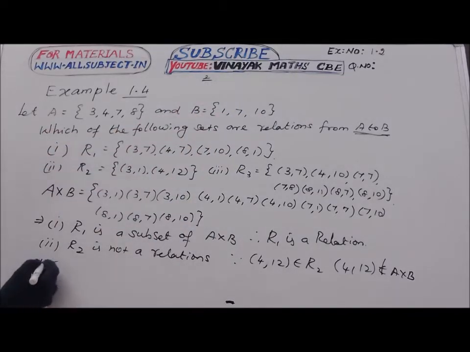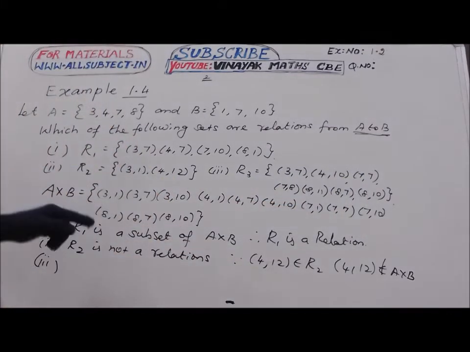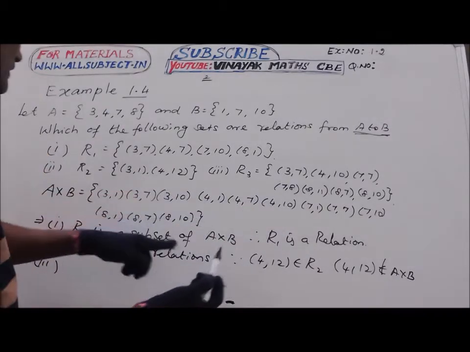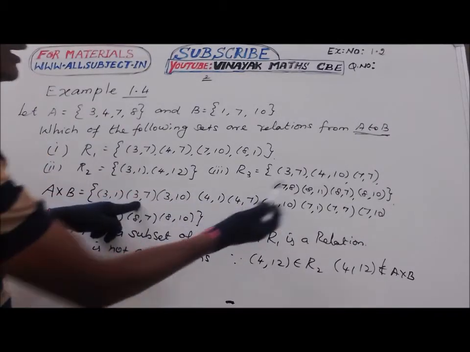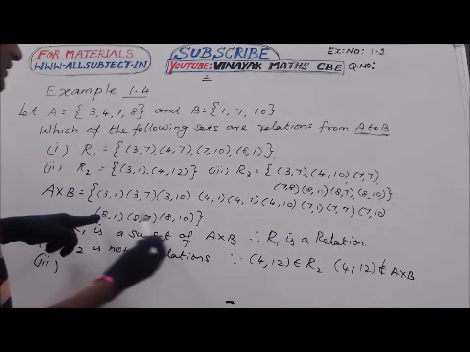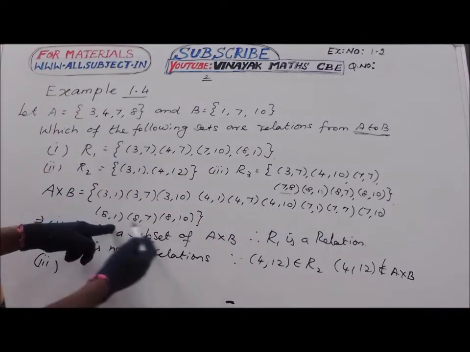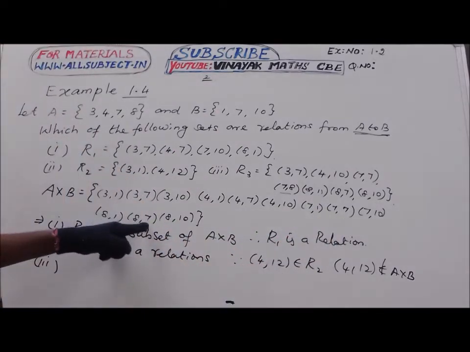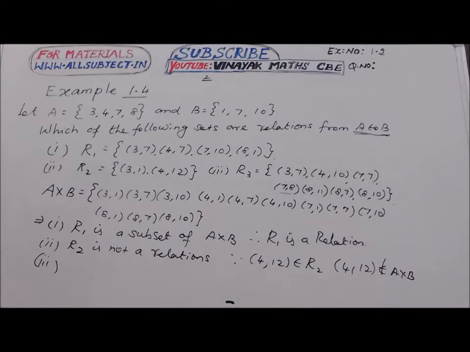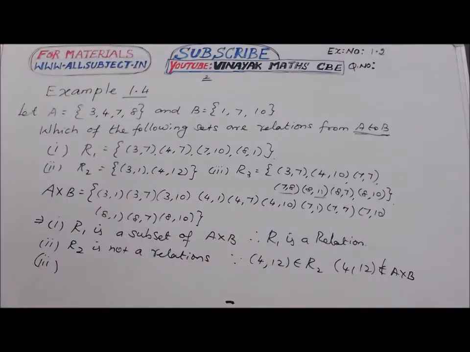And for the third one, given here are (3, 7), (4, 10), (7, 7). Here, (3, 7) is present in A cross B, and (4, 10) is present, (7, 7) is present, (7, 8) is not present, and (8, 11) is not present, and also (8, 7) and (8, 10) are present. Now comparing relation 3 with A cross B, these two elements (7, 8) and (8, 11) are not elements of A cross B.